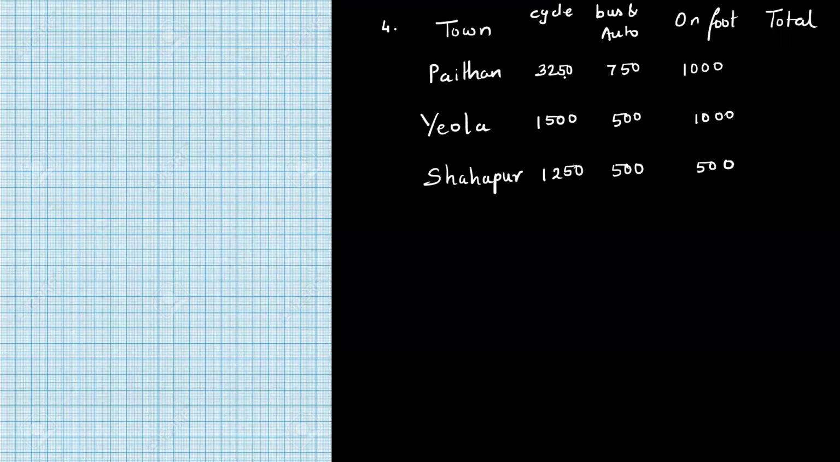Now we need to write the total. For Pethan, what is the total of all these values? 5,000, correct. Then for Yeola, 3,000, and for Shahapur, 2,250.